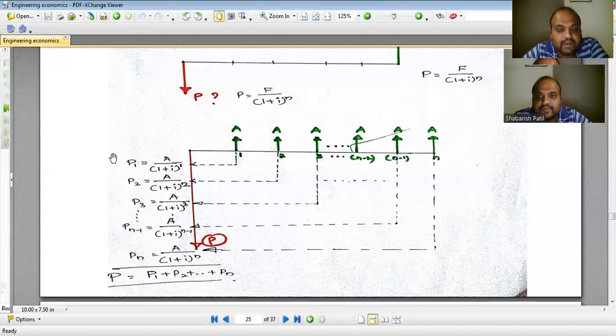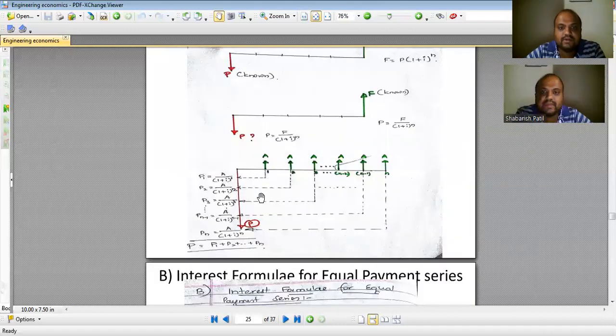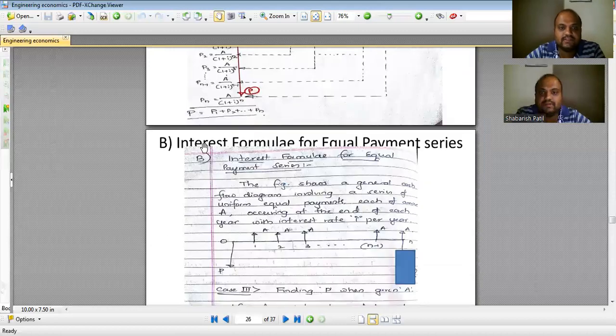Okay, so what I have done is I have got the present values or the principal values at 0 time for all these annuities. Now if I add all these things, I will be getting my initial total principal. So P is equal to P1 plus P2 up to Pn. This is the simple concept behind this. Next we will go with this case.